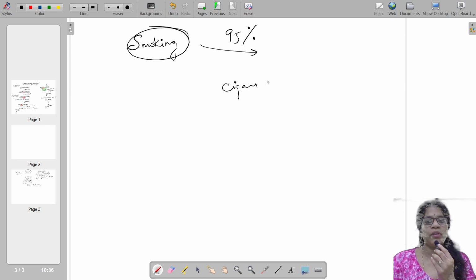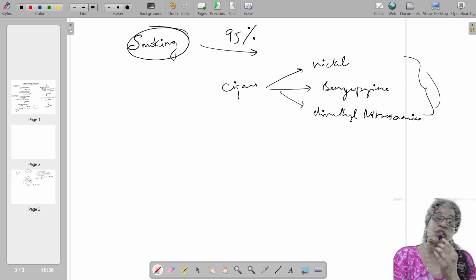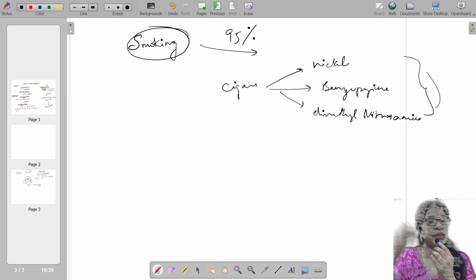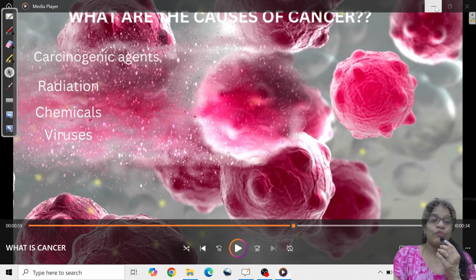You have cigars and all, which mainly contain many dangerous chemicals, like I can say mainly it contains nickel, benzopyrene, and dimethylnitrosamine. So these are the main important carcinogenic agents that the cigarettes have, which is leading to 95% of lung cancers. Not only that, you have esophagus cancer, you have throat cancer, right? The whole respiratory system is getting affected due to smoking. So they have direct links also. So these are all the dangerous carcinogens in smoking.